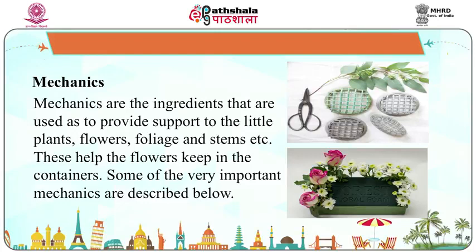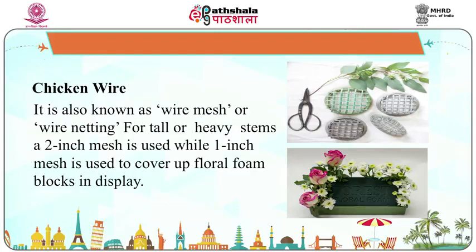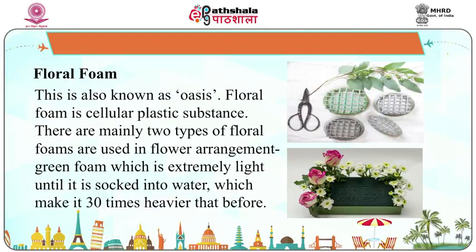Some of the very important examples of mechanics are: the first example of mechanics is chicken wire. It is also known as wire mesh or wire netting. For tall or heavy stems, a 2-inch wire mesh is used while 1-inch mesh is used to cover up floral foam blocks in display. The second example of mechanics is floral foam. This is also known as oasis. Floral foam is a cellular plastic substance.